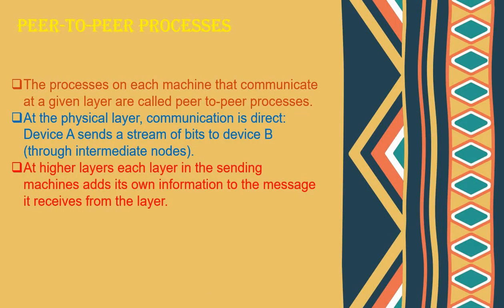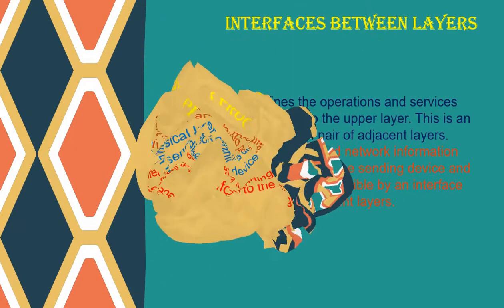Now I will move towards the peer-to-peer process. The process on each machine that communicates at a given layer is called a peer-to-peer process. At the physical layer, communication is direct, that is, device A sends a stream of bits to device B through the intermediate node. At the higher layers, each layer in the sending machine adds its own information to the message it receives from the layer above.